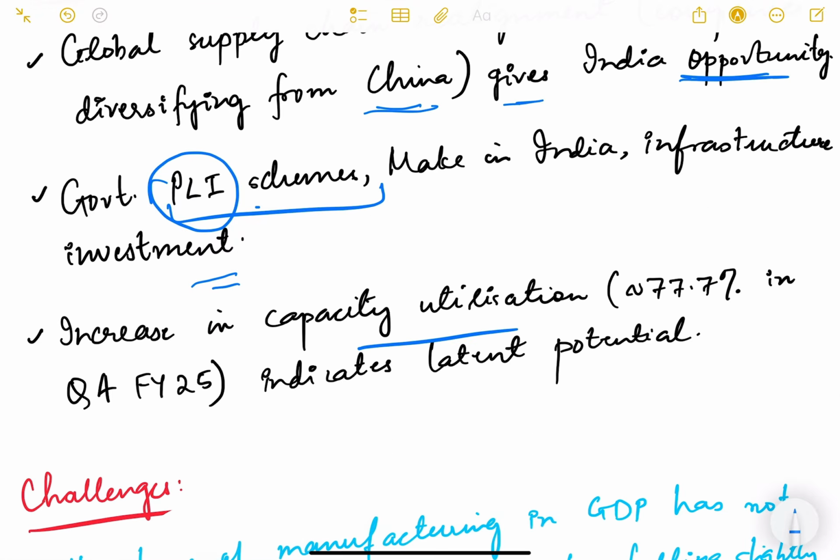Increase in capacity utilization from 77.7% in Q4 of FY 2025 indicates latent potential. Okay, so we need to increase our capacity utilization. We have more capacity to produce, but we are only utilizing about 77%. So we need to increase our capacity utilization.